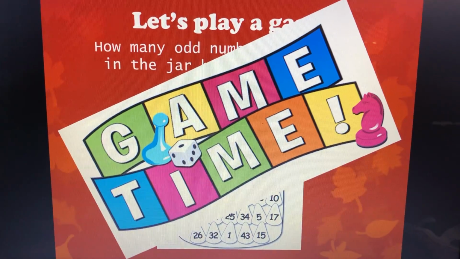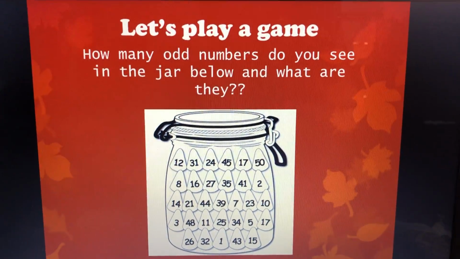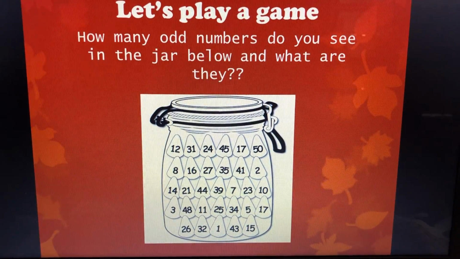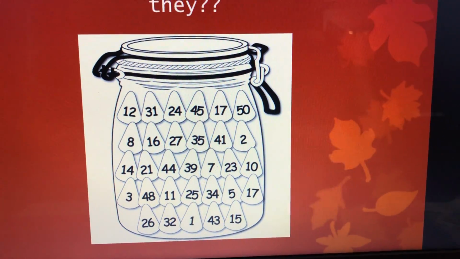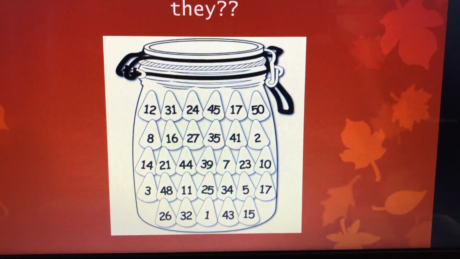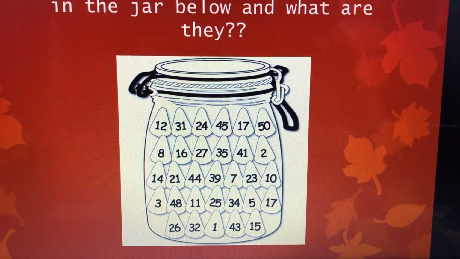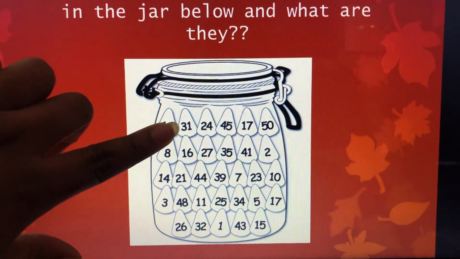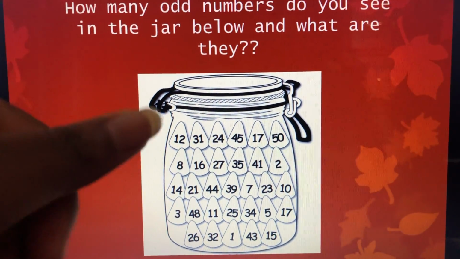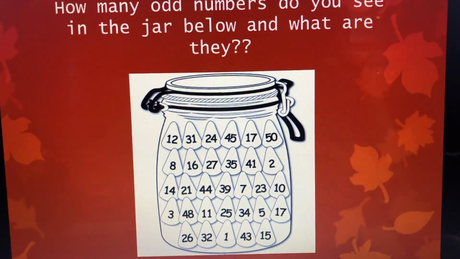Now of course you have to play a game. We can't do the lesson without playing a game. So it says, how many odd numbers do you see in the jar below, and what are they? So you are going to look at the odd numbers here in the jar, and you're going to count how many you see and what they are. The first odd number I see here is 31, and an easy way to identify them is to look for the numbers that end with 1, 3, 5, 7, and 9.